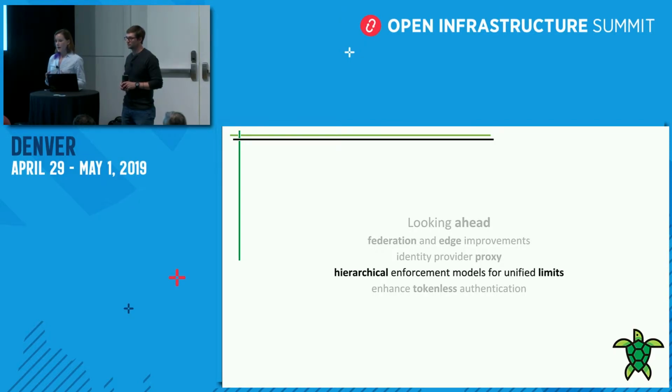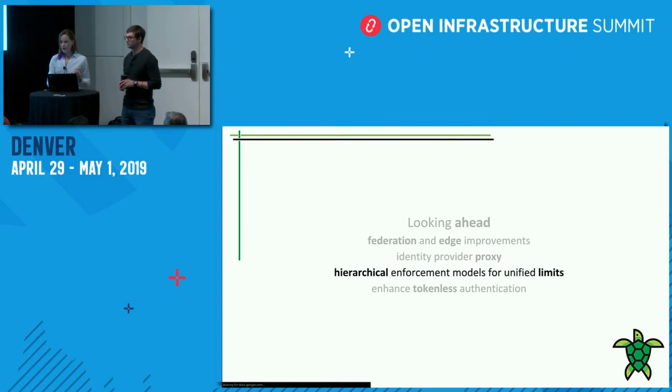We also want to build on our unified limits implementation. Once we have good support within the rest of the OpenStack project for consuming limit information from Keystone, we'll start working on building out more quota enforcement models, especially for things like reseller use cases, things that we don't have yet.